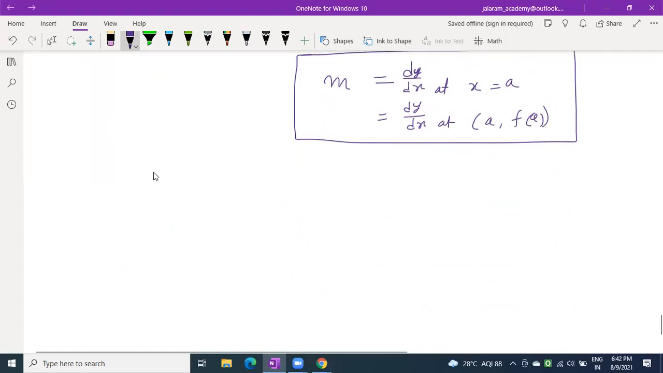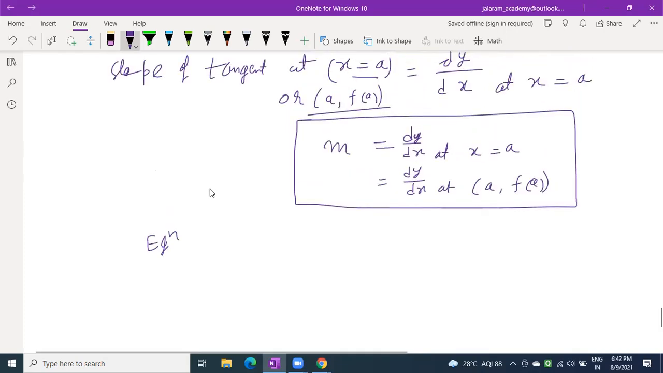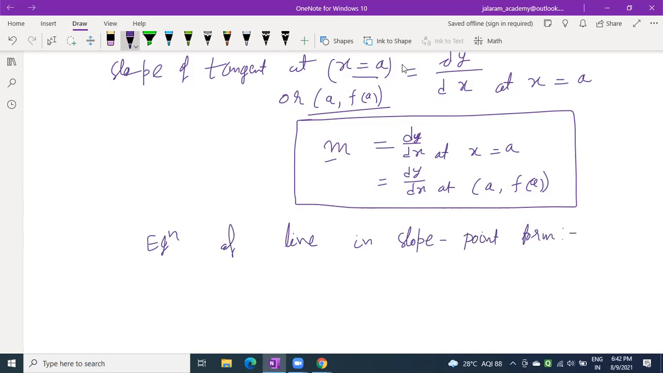Now, equation of a line. Do you know the equation of a line if its slope is given and one of the points is given? We call it the slope point form. If the slope is given and one of the points is given, what is the equation of the line in slope point form? So we have to use a point. If this point is x1 comma y1, we can say y minus y1 equals m into x minus x1.